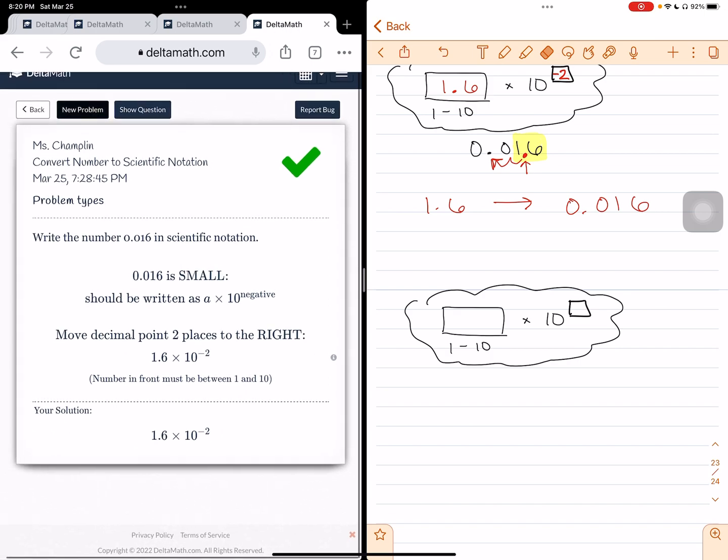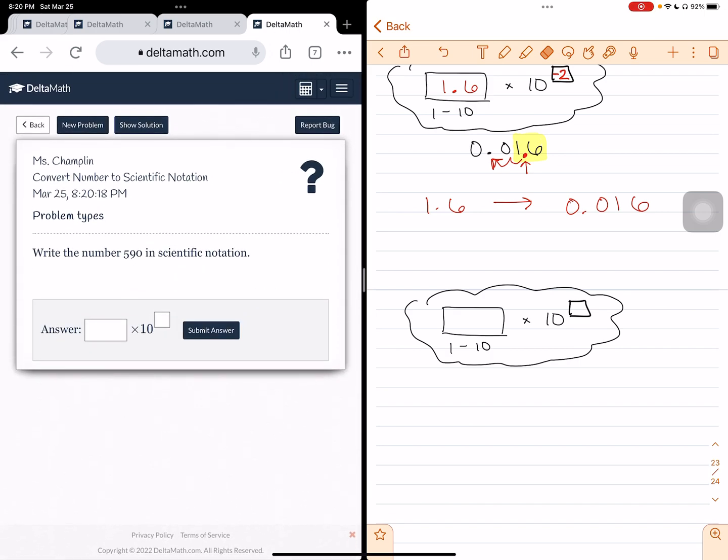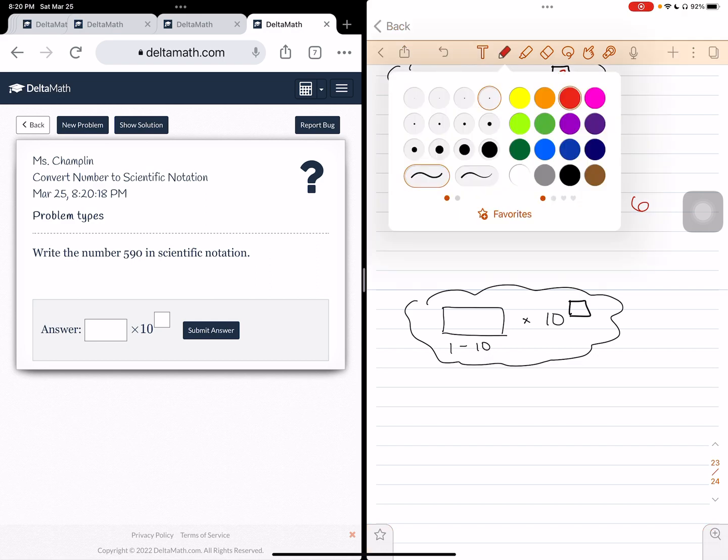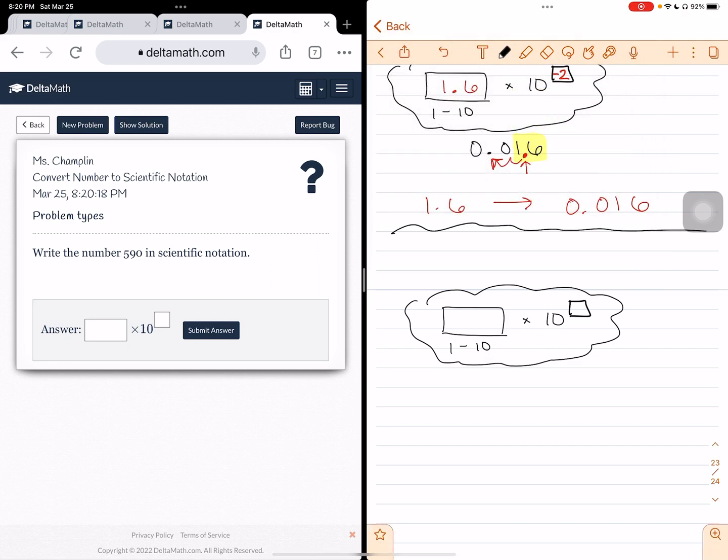All right, so let's see a new one. Write the number 590 in scientific notation. So again, I'm going to focus on the numbers that are not 0 and ask myself, okay, where do I need to put a decimal there to make that a number between 1 and 10? The only place that would work is if I put it right here between the 5 and the 9. So then my number would be 5.9.